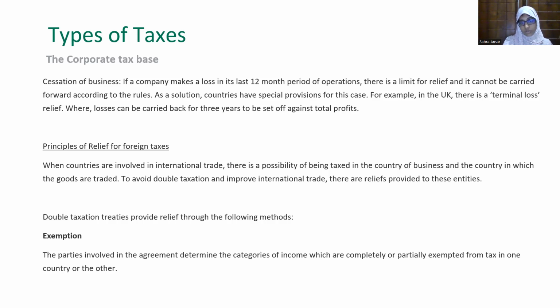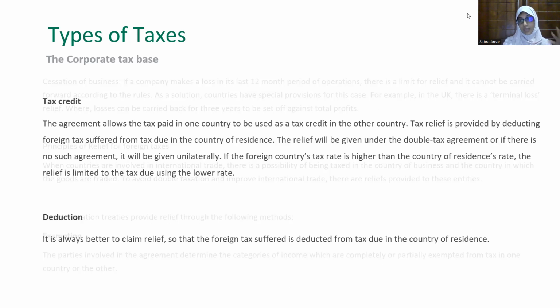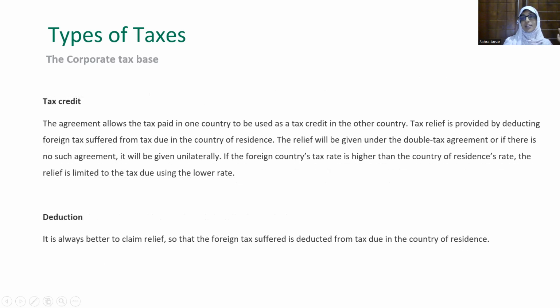So now let's move on to the next category, which is the tax credit. Now, what is tax credit? This is basically an agreement which allows the tax paid in one country to be used as tax credit in the other country, right? So when you pay a particular tax in one country, that is being used as a tax relief, and this will be deducting foreign tax suffered from tax due to the country of residence.